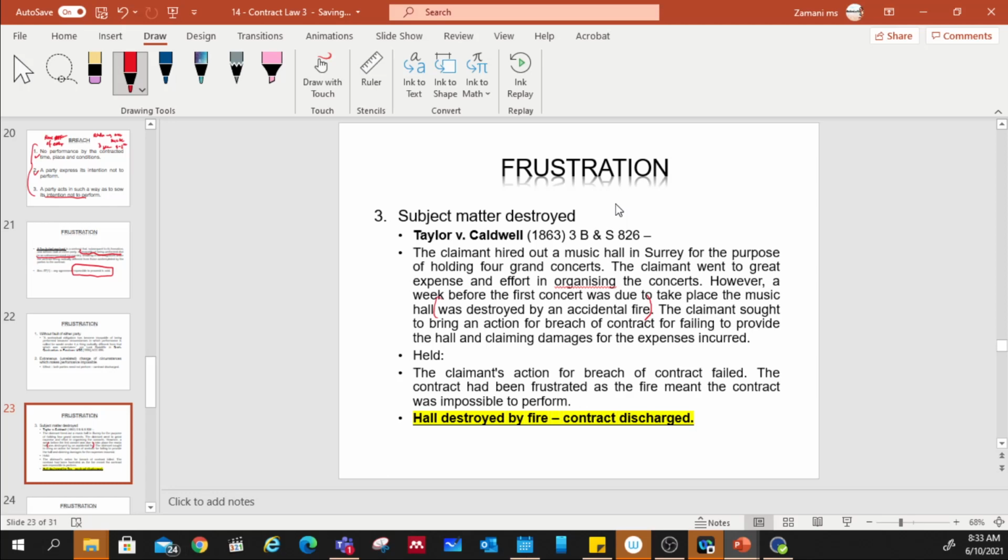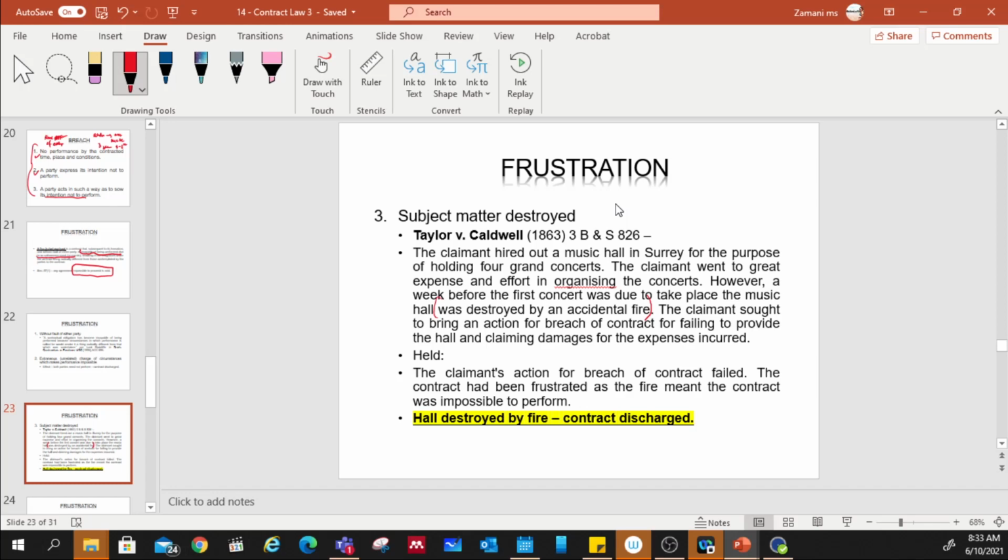The claimant sought to bring an action for breach of contract because he thought that the person who let him hire the hall was not following the contract. Once you go for breach, you want to get some compensation anyway. So the claimant sought to bring an action for breach of contract, the second one just now, for failing to provide the hall and claiming damages for the expenses incurred. So he wants to ask for his money.